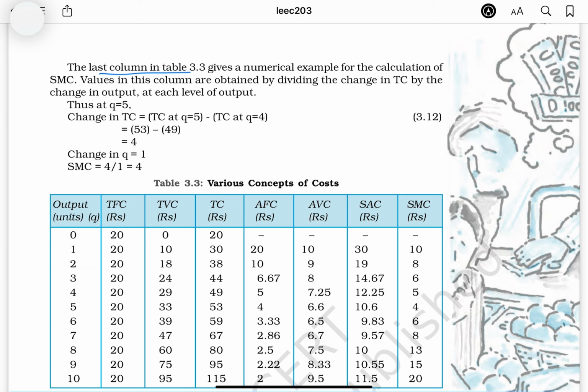The last column in table 3.3 gives a numerical example for the calculation of SMC. Values in this column are obtained by dividing the change in TC by the change in output at each level of output. Thus, at Q equals 5, change in TC is equal to TC at Q5 minus TC at Q4, which comes to 4. Change in Q is 1, so SMC is equal to 4 divided by 1.